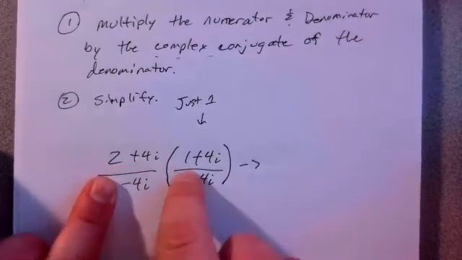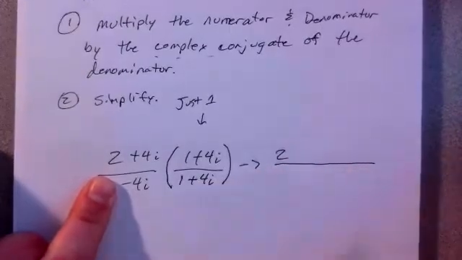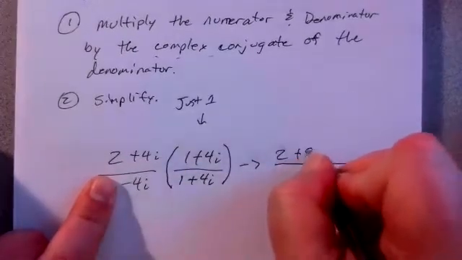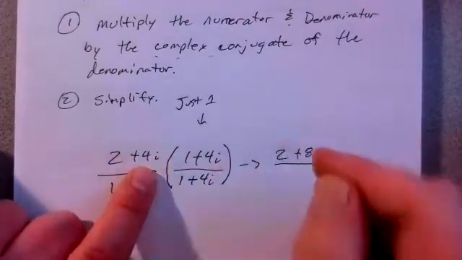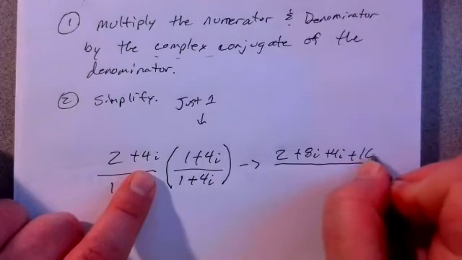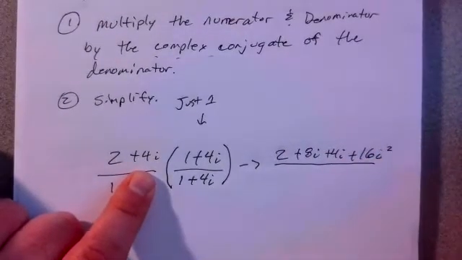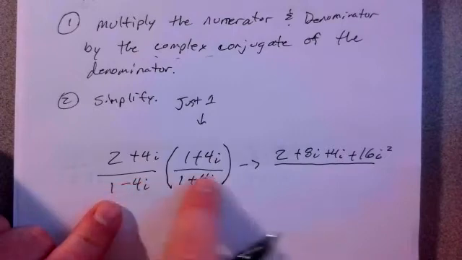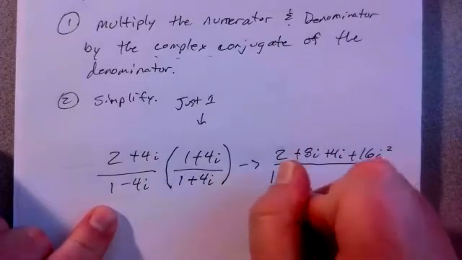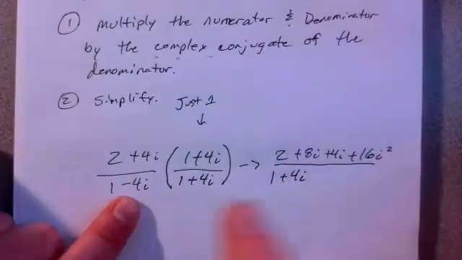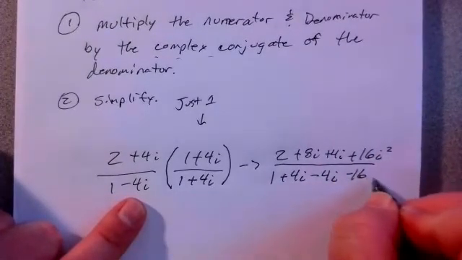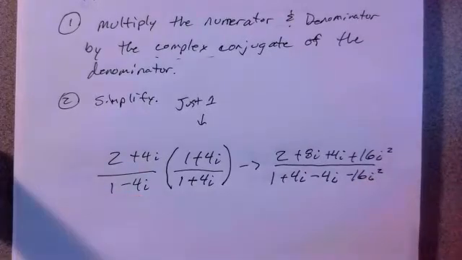So here we go. 2 times 1 is 2. 2 times 4i gives me an 8i. 4i times 1 is a positive 4i. And 4i times 4i is a positive 16i squared. Now we're going to multiply the denominators. 1 times 1 is 1. 1 times 4i is a positive 4i. Negative 4i times 1 is a negative 4i. A negative 4i times a positive 4i is a negative 16i squared.